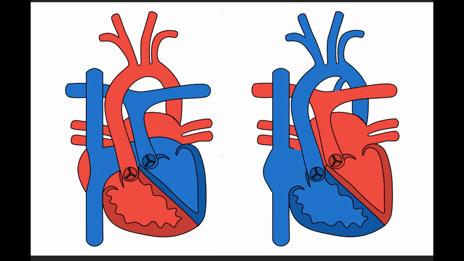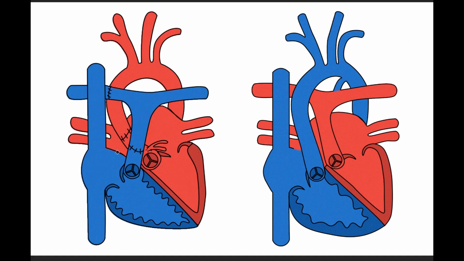So, they developed a new type of operation called an arterial switch. Now, instead of just rerouting the blood, we leave that the same, but we actually just put the big major blood vessels back in their place. You could think, oh, that's way more straightforward. Why didn't we do that in the first place?